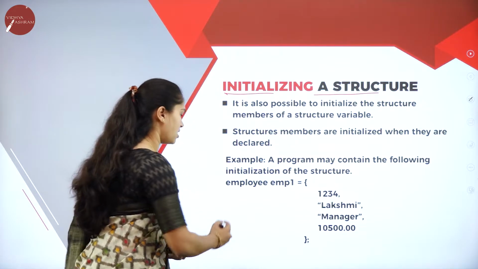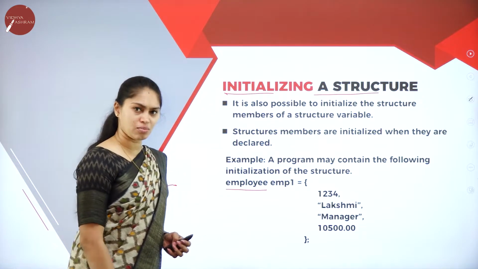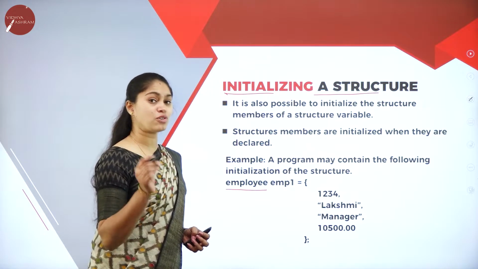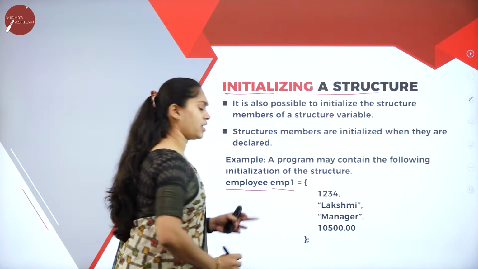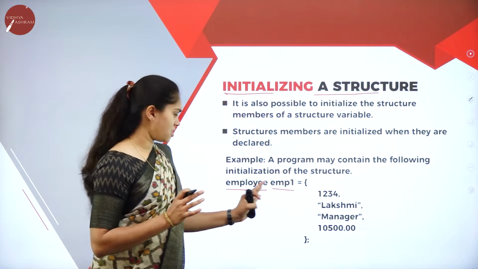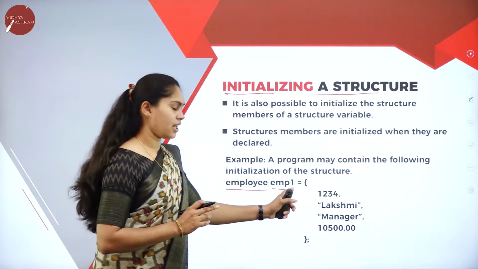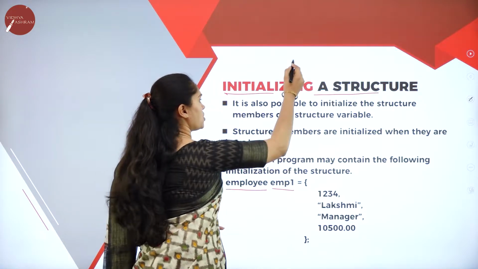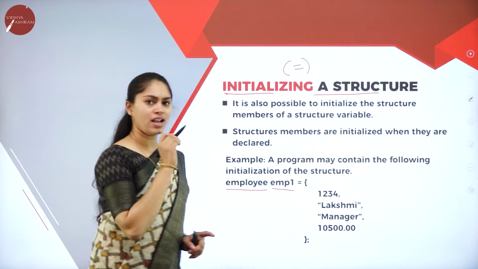That is what you can see here. First I have to write a name of a structure. Then I have to write a variable of a structure. That means what is the variable that we are going to create for a structure, that we have to write. Then equal. So initialization, for that we are going to use a symbol called equal.